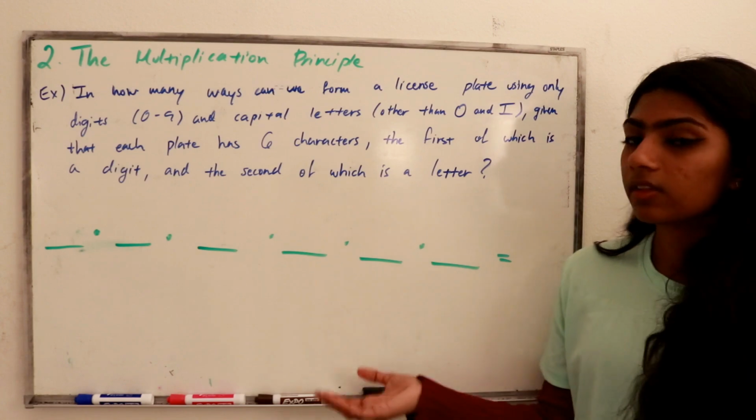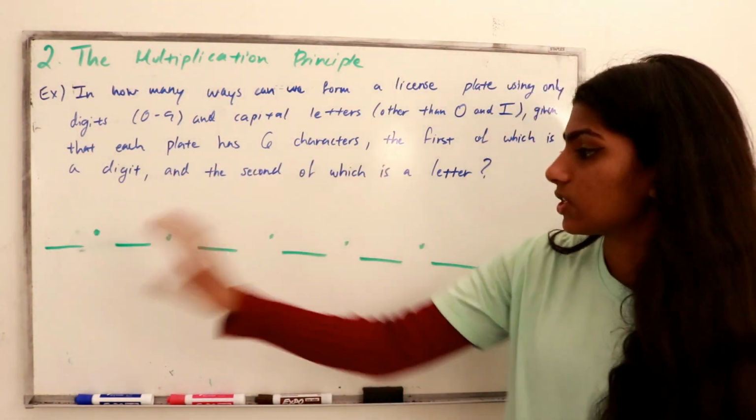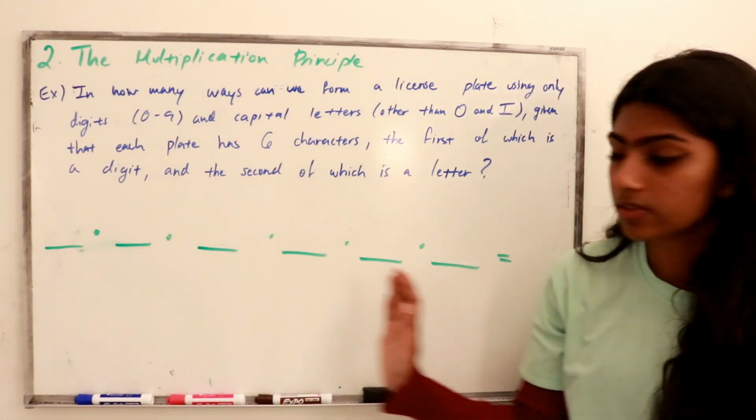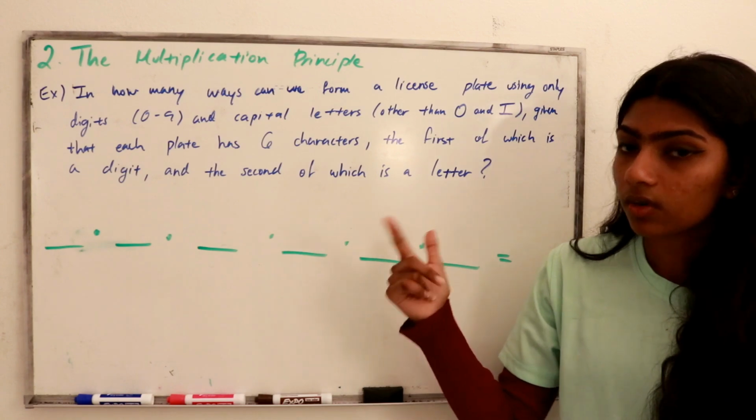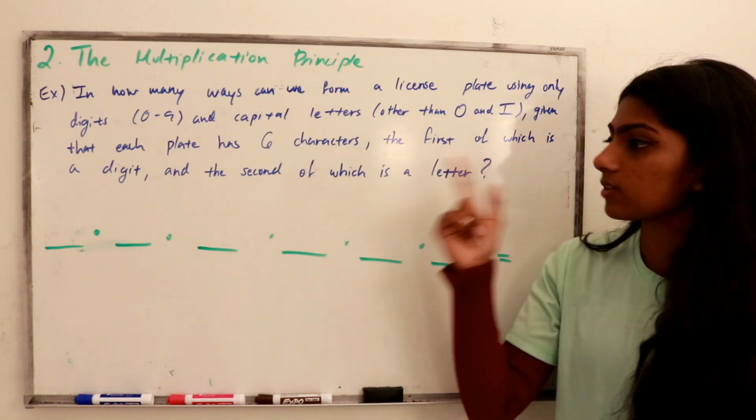So let's look at the amount of options we have. First, we have a 6-character license plate. So we have 1, 2, 3, 4, 5, 6 slots for either a digit or a letter. Next, it has a condition for us. It says that the first of which has to be a digit.